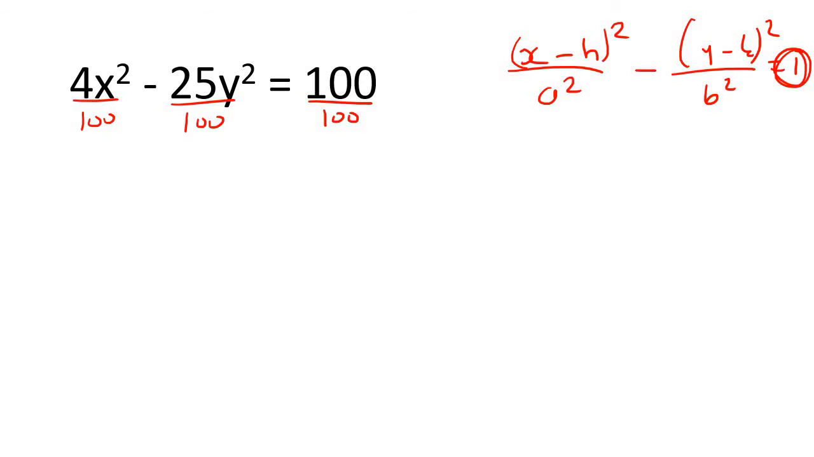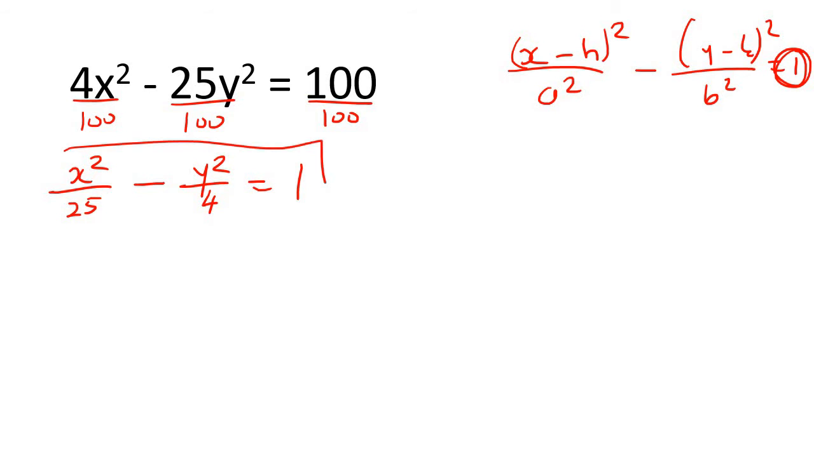Okay, so if you had to divide this on your calculator, you're going to get 1 over 25. So you could write that as x squared over 25. And then this on your calculator would be 1 over 4. So that's y squared over 4. And then this would be 1. That is now a hyperbola equation.